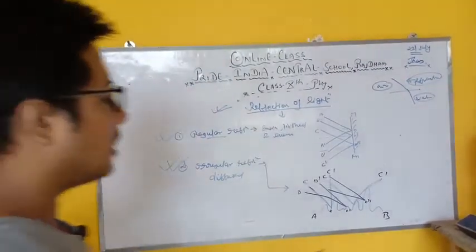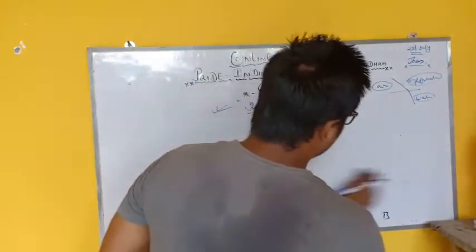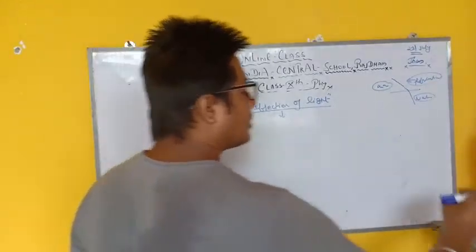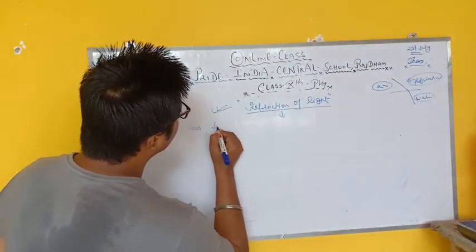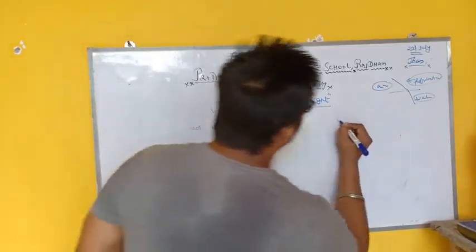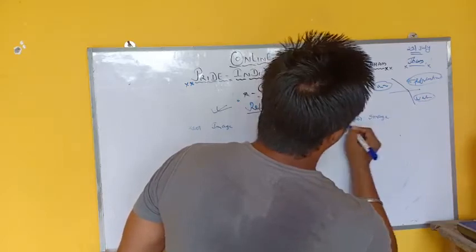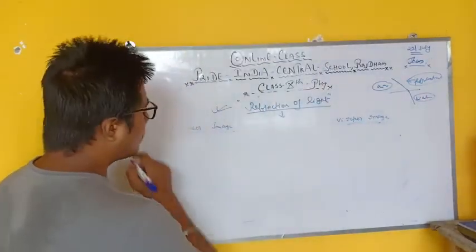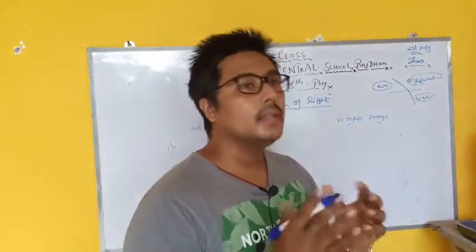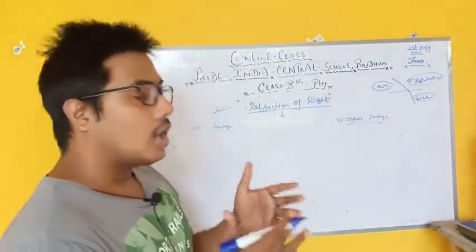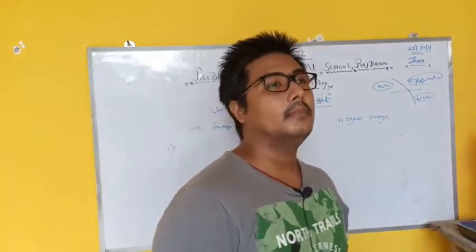So now we will study about two different types of images. So are you loving this? One is the real image and the other is the virtual image. But before we go to that, we need to know when an image is formed. If I ask you, when can you say that an image is formed?